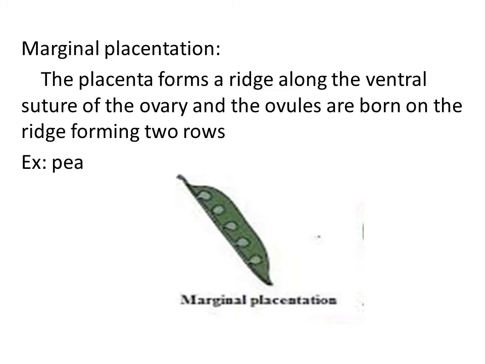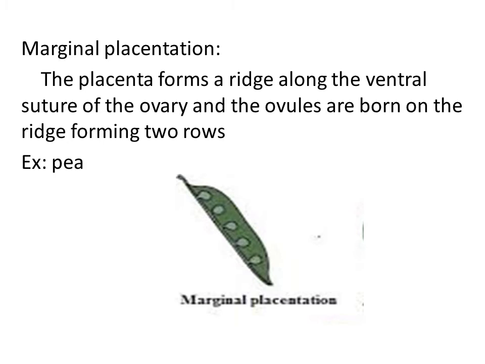In the pea fruit, you can see the seeds are attached to the ventral suture, because the placenta is actually forming the ridge along the ventral suture of the ovary. So the number of ovules are borne on the ridge by forming 2 rows. Clear? If we open the pea fruit, we can see the seeds arranged in 2 rows.